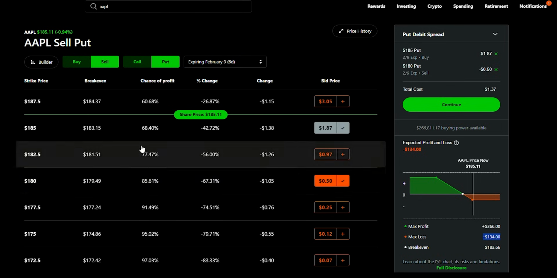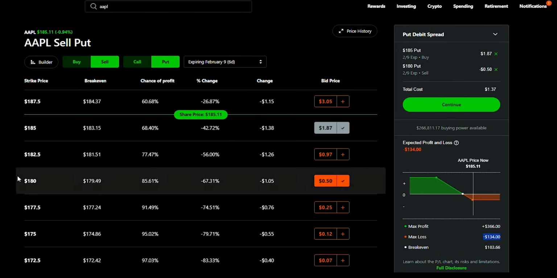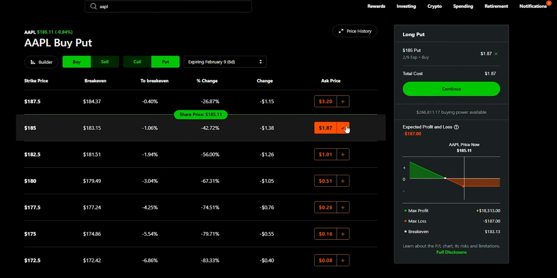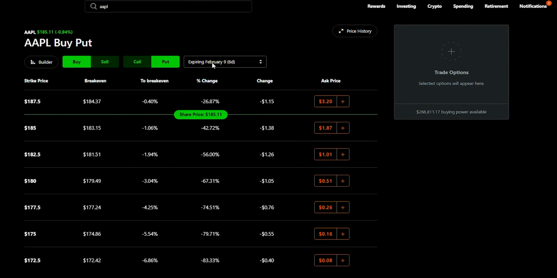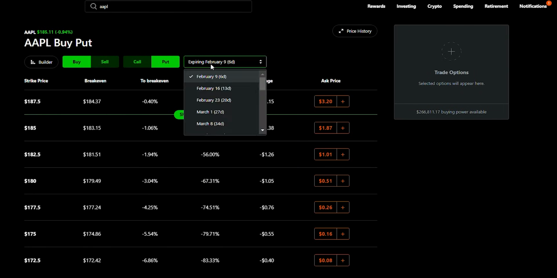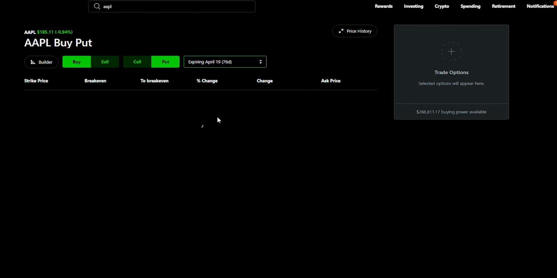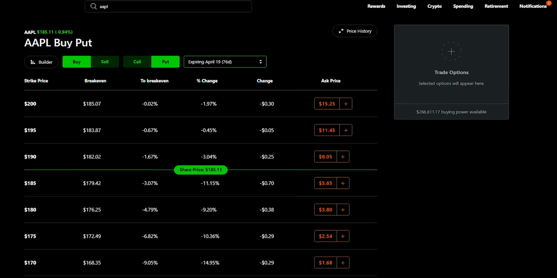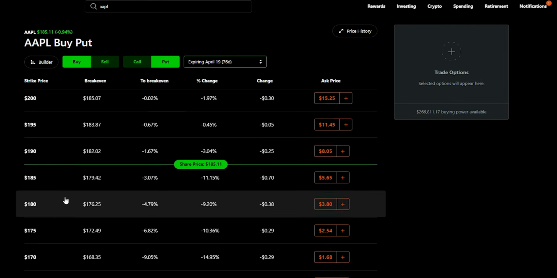Now you can play around with the expiration day as well, or the strike prices. So for example, let's pick a different expiration day and let's see how that changes. So if I change from February 9th when I'm making this video, you can watch this video in the future and obviously copy the same example here into the future. This is just a tutorial. So let's go to April 19th, which is going to be 76 days away from the time I'm making this video. And let's go ahead and buy a put option.